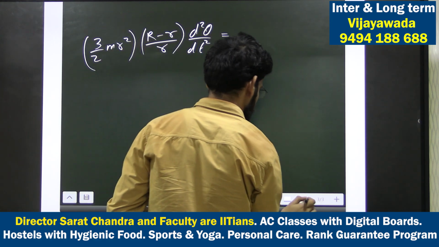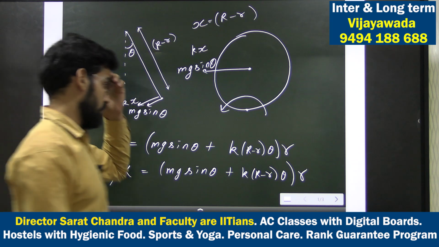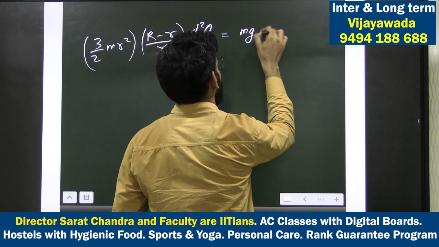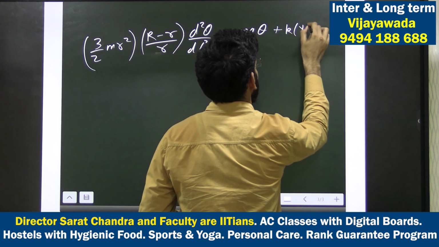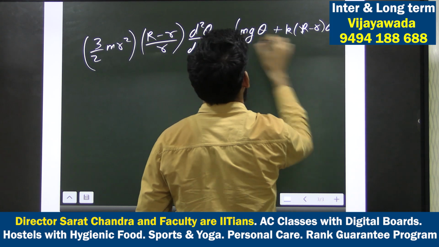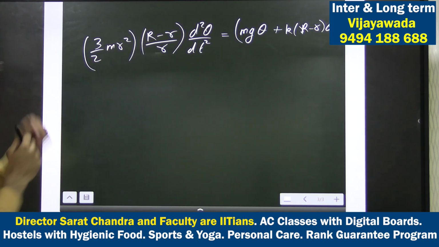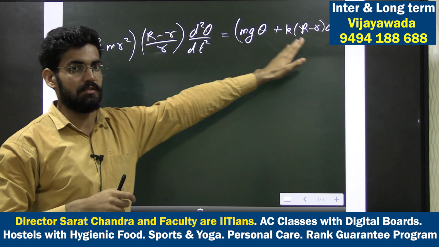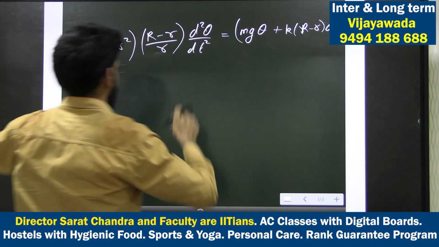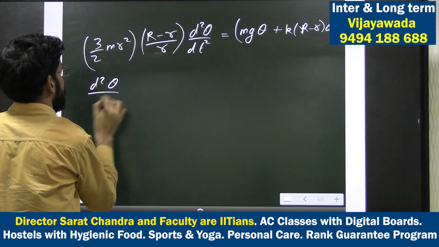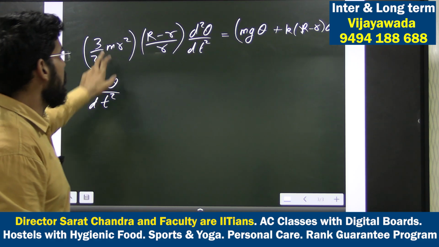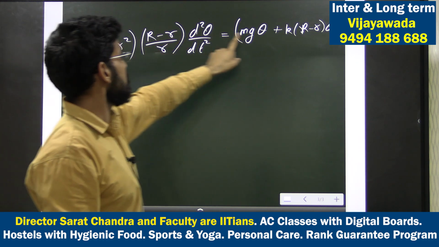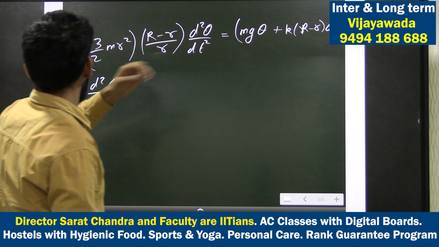This value is equal to what? mg sin theta plus k into (R minus r) into theta. Sin theta is theta only, right? Plus k into (R minus r) into theta into small r. Now bring the theta outside, and everything will be in multiplication with it, since acceleration equals omega square into theta. So in d2 theta by dt square, m didn't cancel out, r square here, one r cancels out, and one r cancels outside, so both r cancel out.